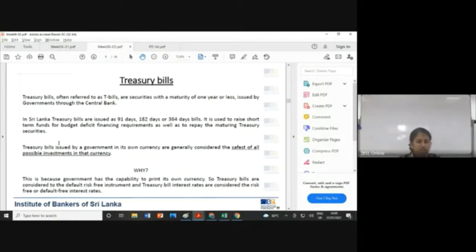In Sri Lanka, what types of maturity buckets could you see for treasury bills? You see 3 months, 6 months, and 1 year. More specifically, you could say 91 days, 182 days, and 364-day treasury bills.